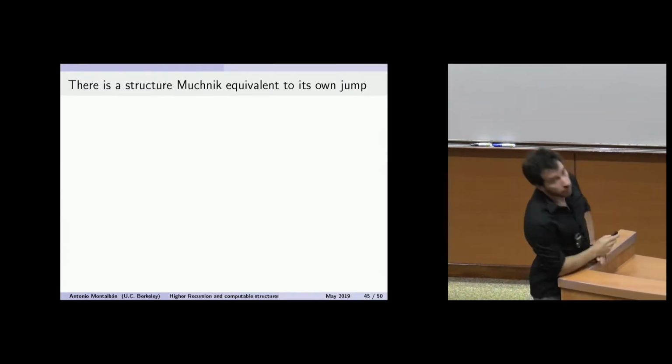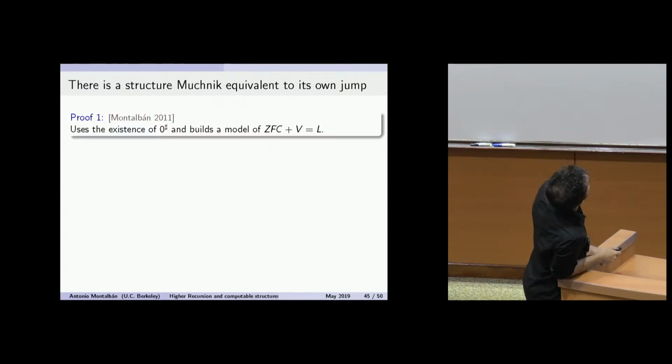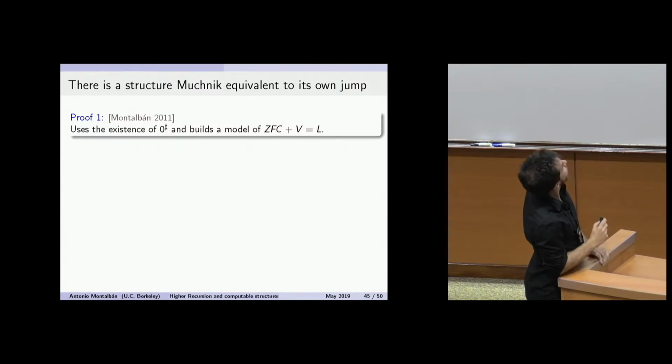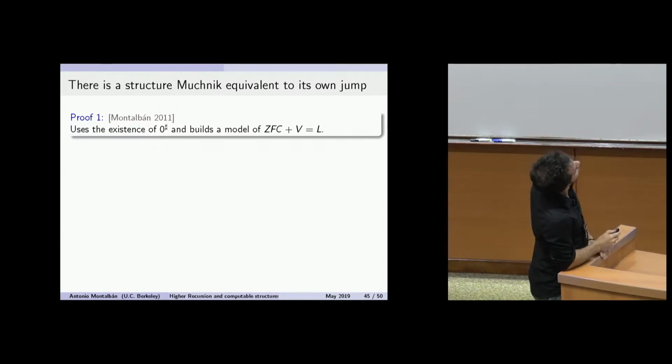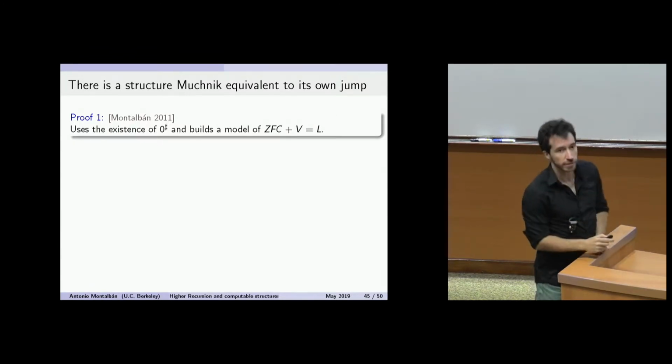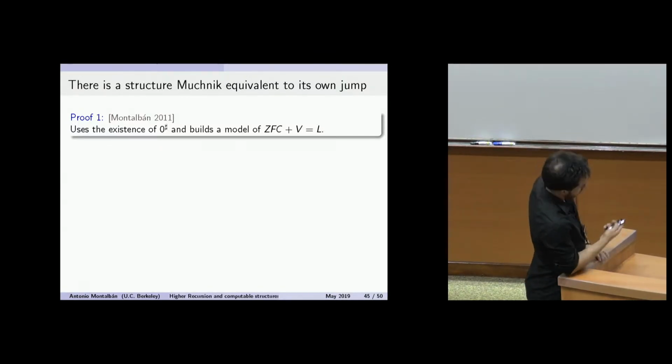There are three proofs that I know of these results. The first two are independent. It uses the existence of zero sharp and builds a model of ZFC plus V equals L, or CFC minus. Okay, I'm not going to go into that.